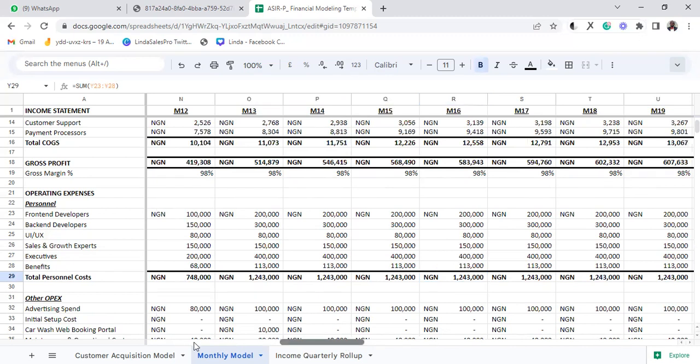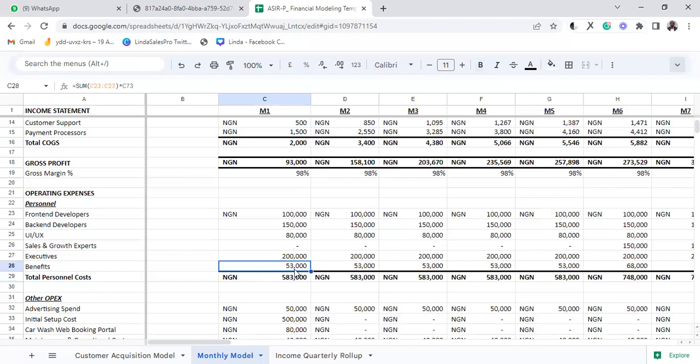So look at the benefits here. The benefit is 53,000. What it means is that we are paying this person 10% of this, which is how much? 10% of this is 10,000. 10% of this is 15,000, making it 25. 10% of this is 8,000. 25 plus 8 should give us about 33. So 10% of 200,000 is 20. So 33 plus 20, making it 53. So are you seeing why you have 53,000 as benefits? It tells you that you're going to be spending 53,000 naira as benefits.